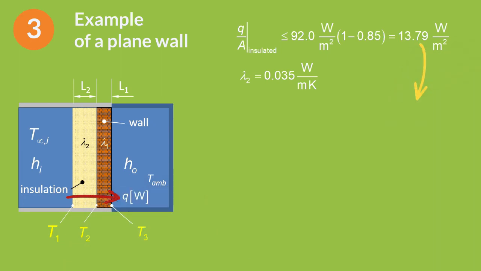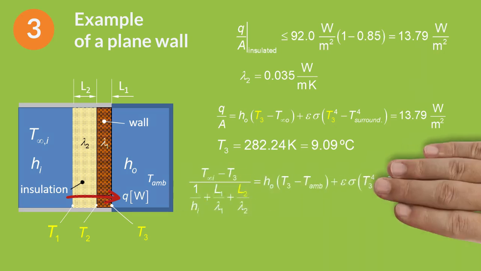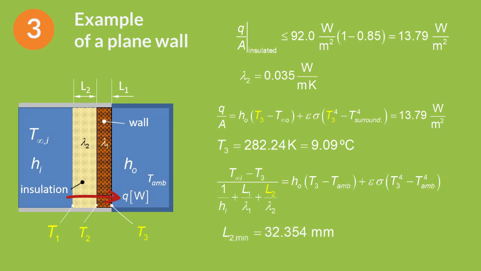The first step is calculating the outer surface temperature for the maximum allowable heat flux. After calculating the surface temperature, using the heat balance in the outer surface, we can calculate the minimum insulator thickness to fulfill the objective of heat flux reduction. After consulting catalogs, we decided to install standard 40 mm insulating panels.